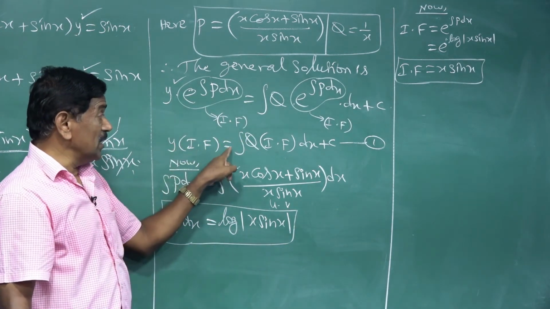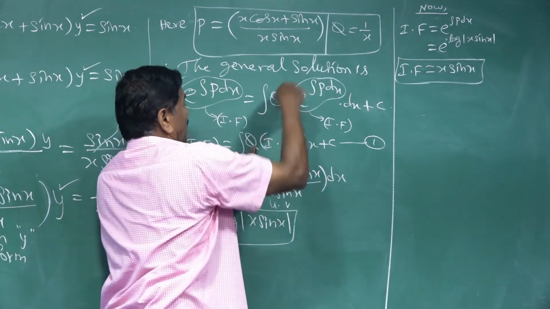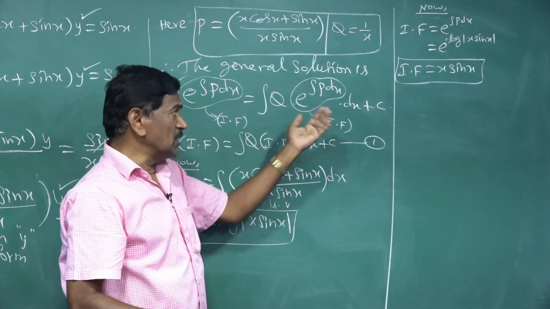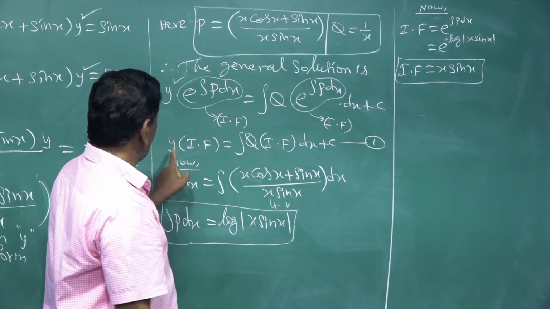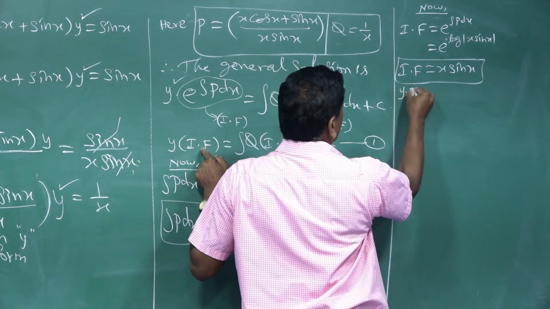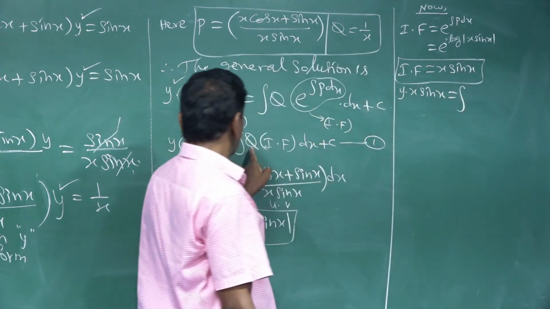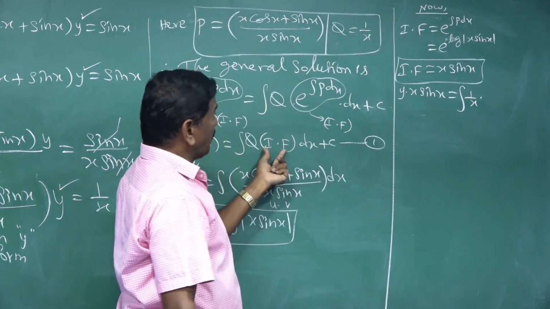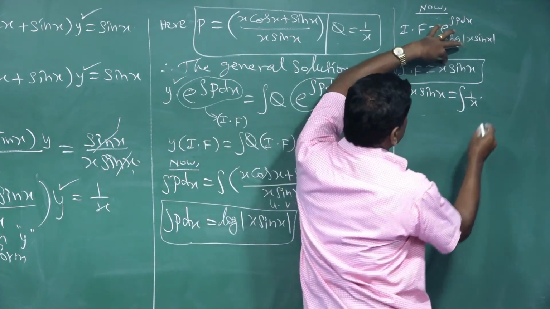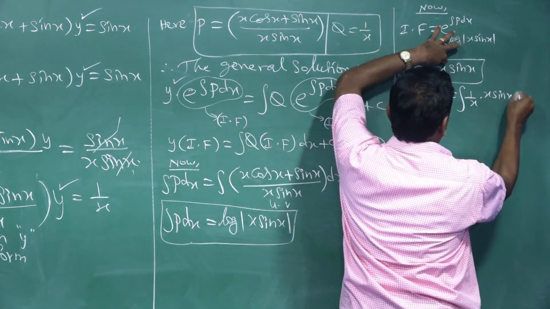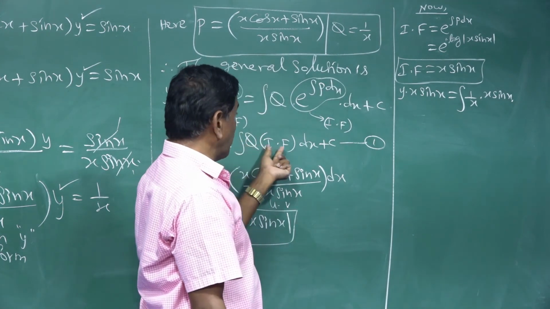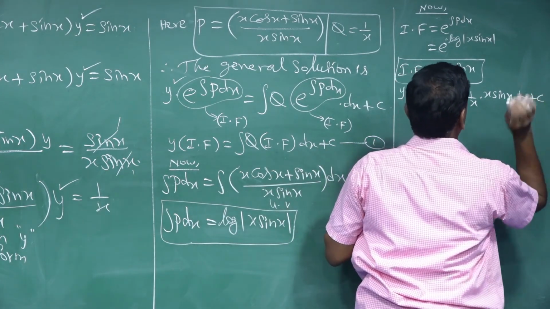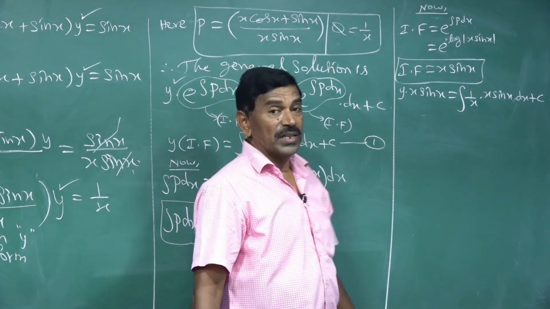is equal to the integral of Q. Q is equal to 1 by x. So the integral of 1 by x into the integrating factor x sin x into dx. First substitute, then we can simplify. So y into x sin x is equal to the integral of Q, where Q is 1 by x, into the integrating factor x into sin x, into dx, plus a constant c. That's all. Now, any further simplification?